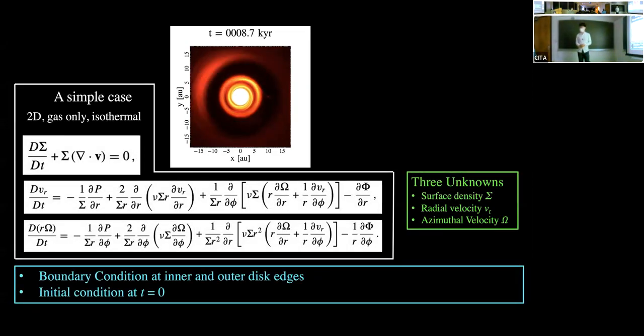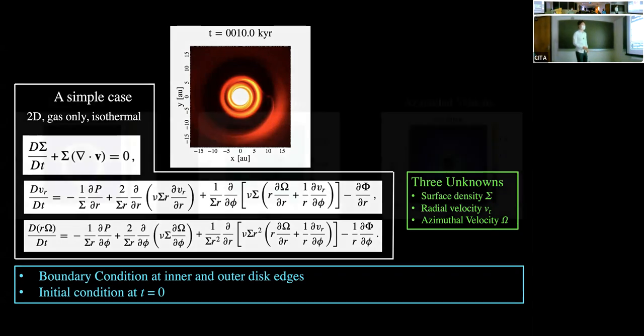So in our case, we need simulations to follow the evolution of a disk and a planet system. Our system obeys physical laws, and in the simplest setting, if we're talking about a 2D gas-only isothermal system, our physical laws are 3 simple equations, the Navier-Stokes equations, 1 for mass conservation and 2 for momentum conservation. We solve them for 3 unknowns: surface density, radial velocity, and azimuthal velocity. To do that, of course, we need to couple them with boundary and initial conditions. That's essentially, in a nutshell, what our simulation does.